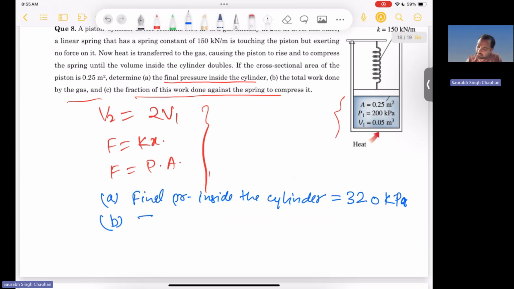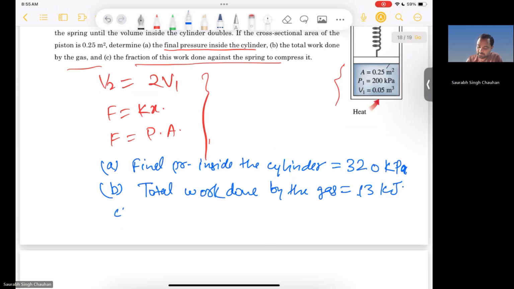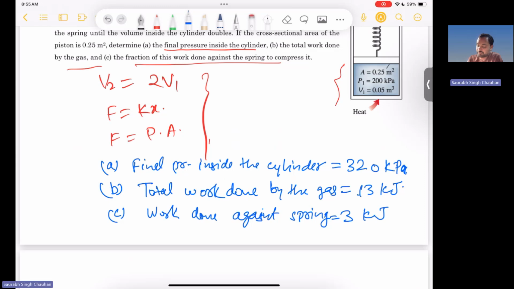Part B, the total work done by the gas. This you will get 13 kilojoule, and work done against the spring, this you will get 3 kilojoule. Okay, please try to solve it, and if there is any mistake, just let me know.